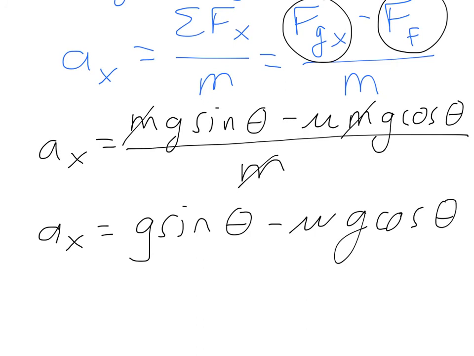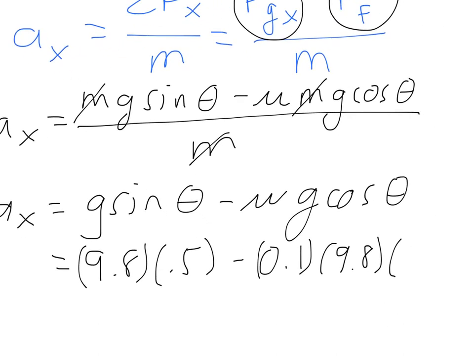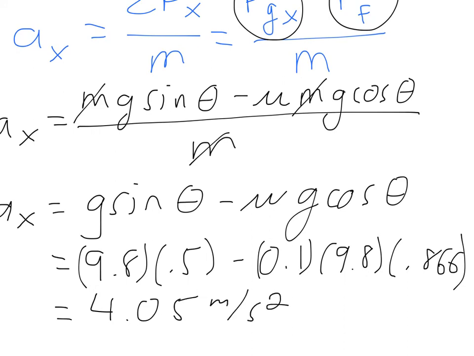and then all that's left to do is plug our numbers in that were given. So this would end up being 9.8 times the sine of 30, which is 0.5, minus 0.1 times 9.8 times the cosine of 30, which is 0.866. And plugging those numbers in, we end up with 4.05 meters per second squared.